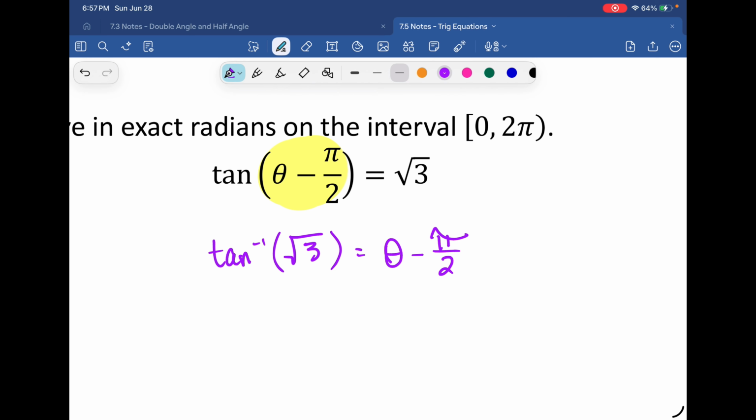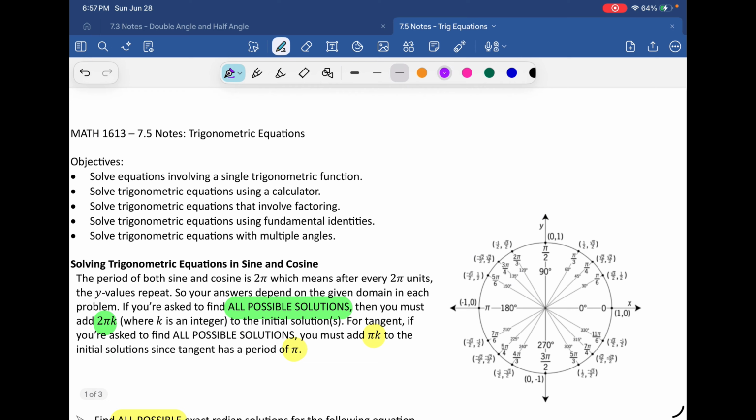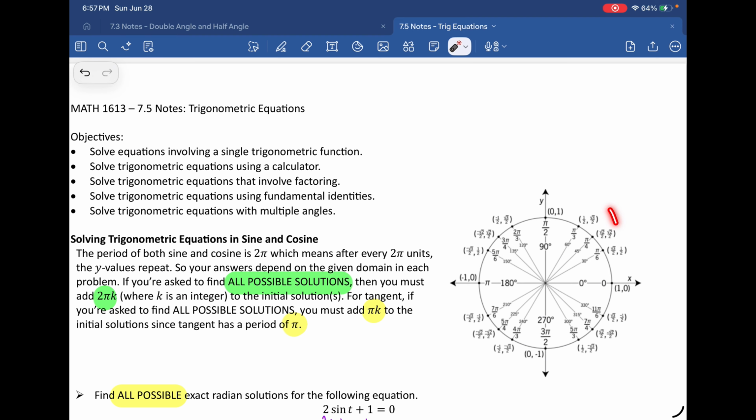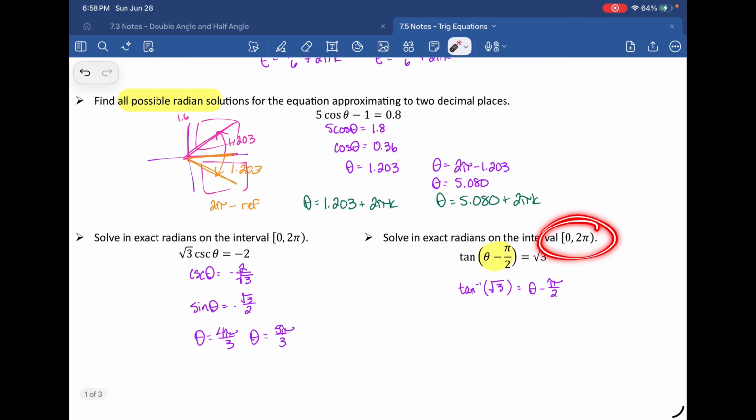So here's the issue with doing an inverse tangent, though. Inverse tangent only gives me one solution. Well, how many times on the unit circle is tangent positive? Twice. Because it's positive in quadrant 1, which is what I'm going to get originally, and quadrant 3. And since I want all solutions on 0 to 2 pi, I need both solutions.